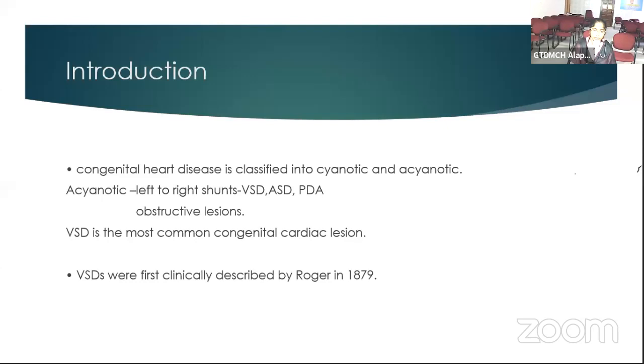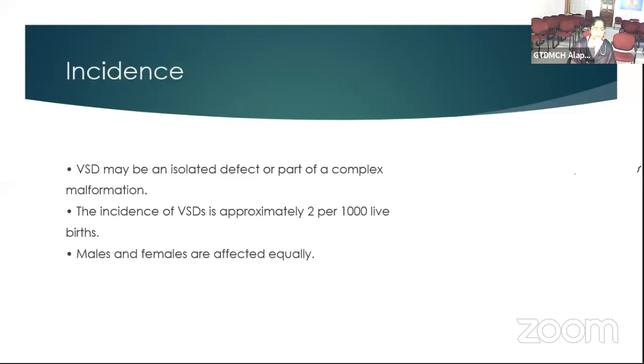It is the most common congenital cardiac lesion. VSDs were first clinically described by Roger in 1879. VSD may be an isolated defect or it may be part of a complex malformation. The incidence of VSD is approximately 2 per 1,000 live births. Males and females are affected equally.